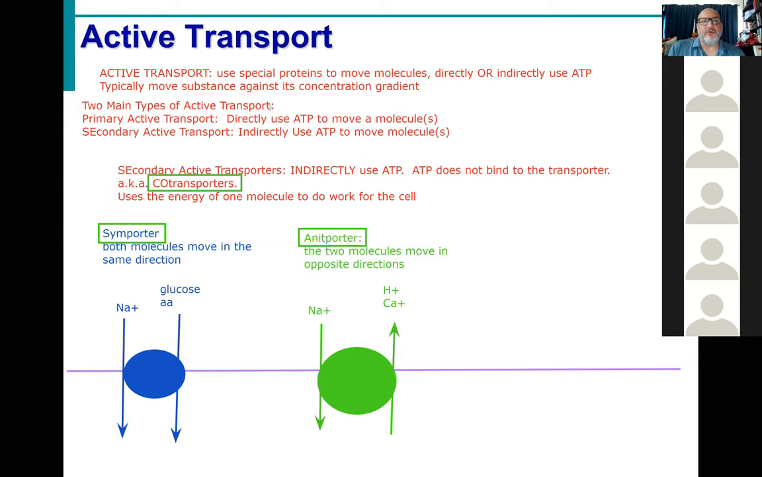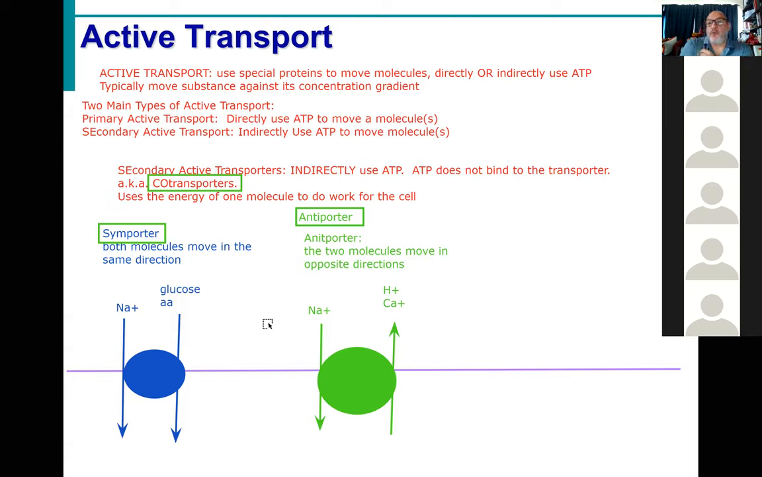Oh, and I spelled antiporter wrong. Antiporter. All right? Because it moves them in opposite directions. But both are examples of co-transporters because they're moving two things. All right? You guys with me so far? And great questions. Any others?